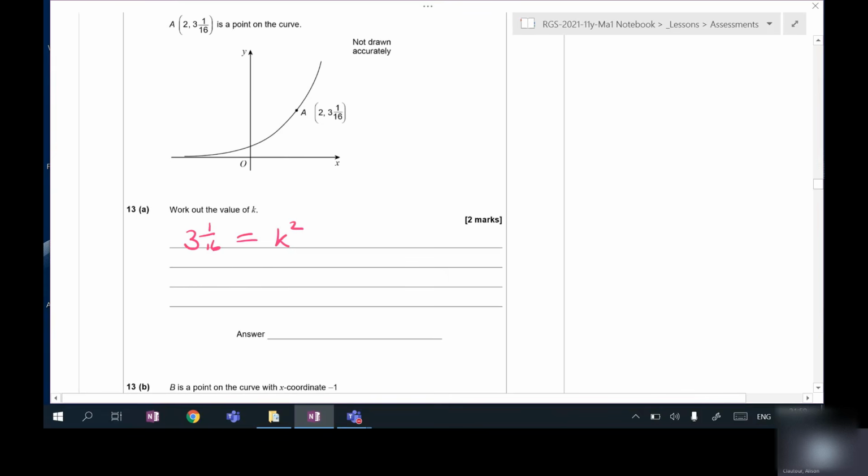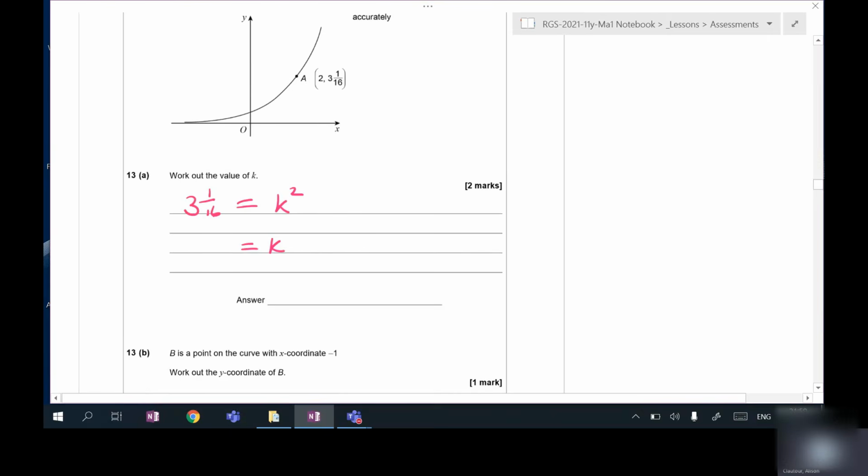If I'm trying to work out the value of k, I can just square root it. So you're square rooting 3 and 1/16. I'm going to change it to a top heavy fraction. So 16 times 3 is 48, so it'll be 49 over 16. If I square root that, square root the top, square root the bottom, that will give me 7 over 4.